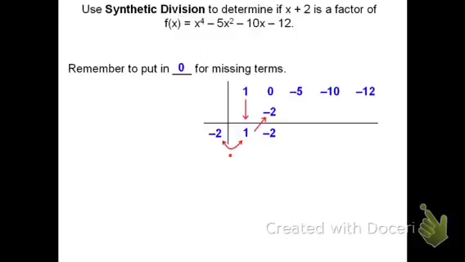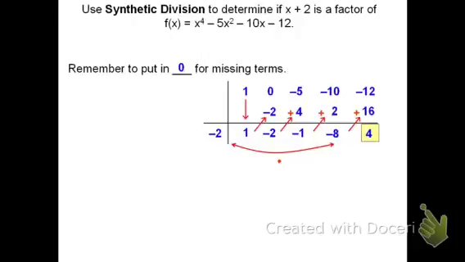We multiply the root times this new term. Negative 2 times negative 2 is 4, and that goes underneath the next term. Combine like terms, negative 5 plus 4 is negative 1, and then multiply again. Negative 2 times negative 1 is 2. Move that, and then add. Negative 10 plus 2 is negative 8, and then multiply one more time. Negative 2 times negative 8 is positive 16. Move it over, and lastly add. Negative 12 plus 16 is 4. So this one has a remainder of 4.